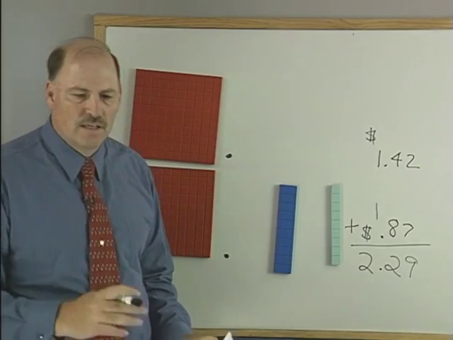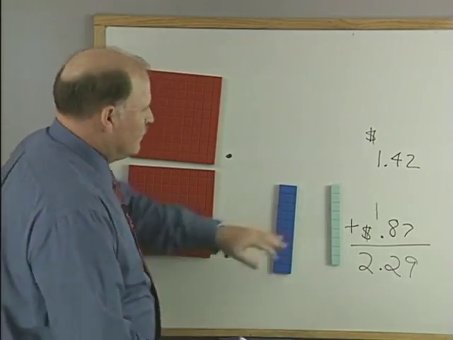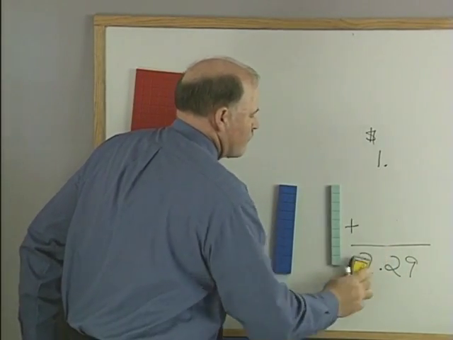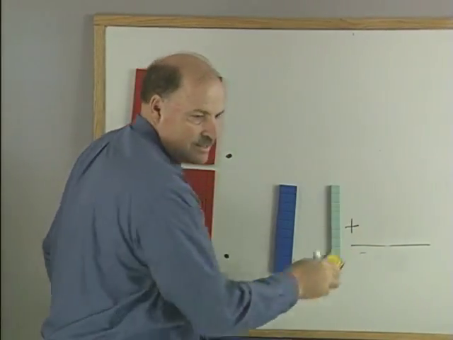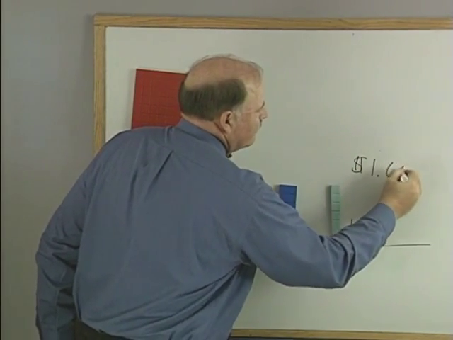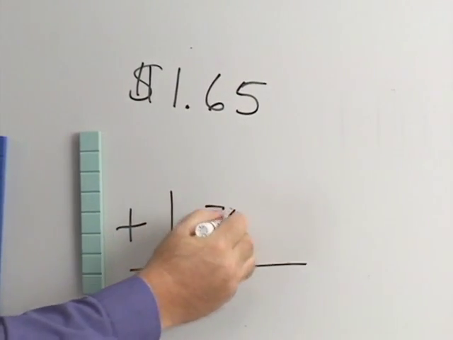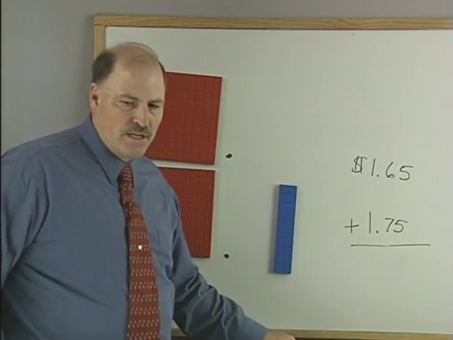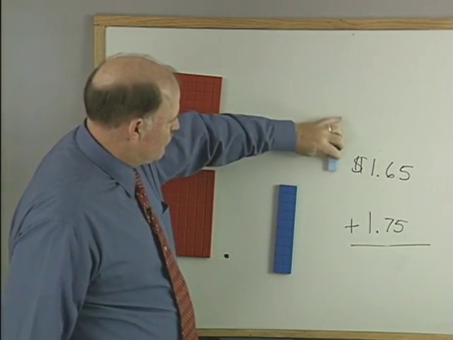Okay, you want to do another one, or is that piece of cake? Do another one. Okay. See if you can build this one with me. I'm going to build $1.65. And we're going to add that to $1.75. And what are 5 cents represented by? Nickels. Don't forget, these are nickels.